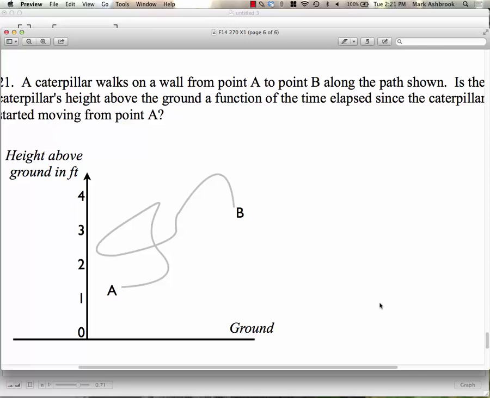If you're looking at just this graph, but this graph is still the path of the caterpillar. Here's the ground. Here's the height. This graph isn't showing time. This is the path of the caterpillar walking on the wall. Is the caterpillar's height a function of the time since he started walking from point A? Is there only one height for every time? Yeah.